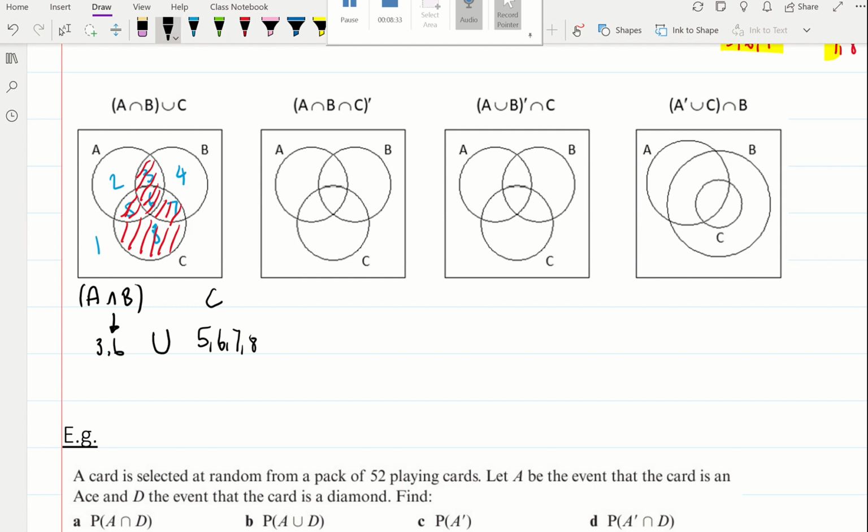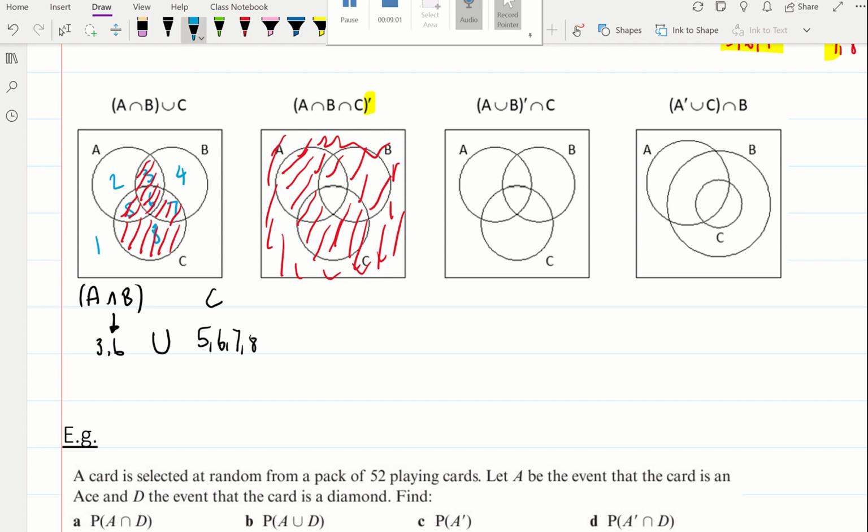Again, I want the intersection between A, B, and C, but I want the complement of that. The complement of the intersection. So I want everything that isn't the intersection. That's what I'm shading. I'm going to shade all around the intersection and all around the outside as well. That's the bit I want to leave unshaded.